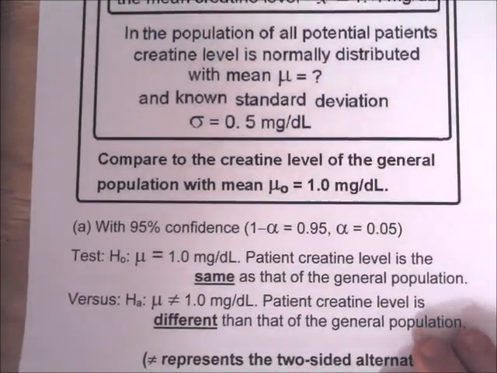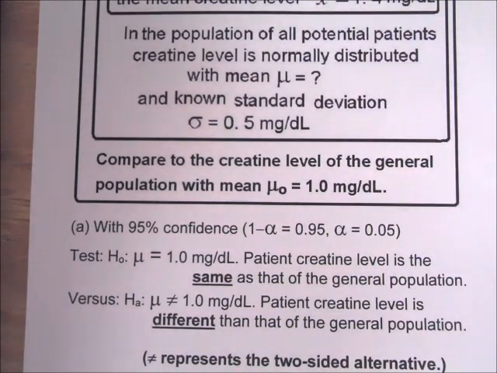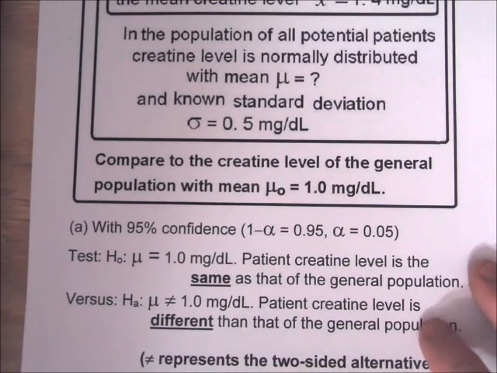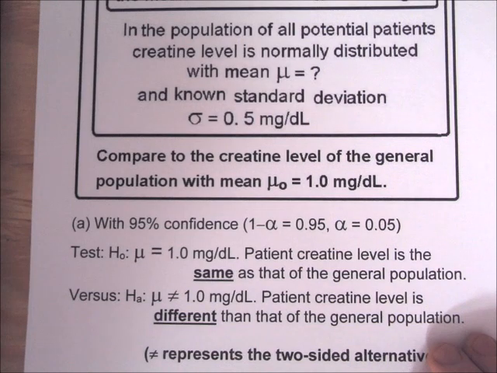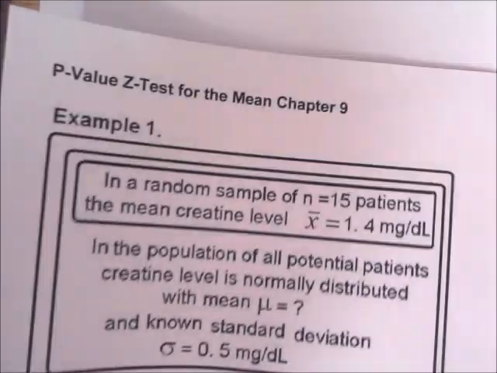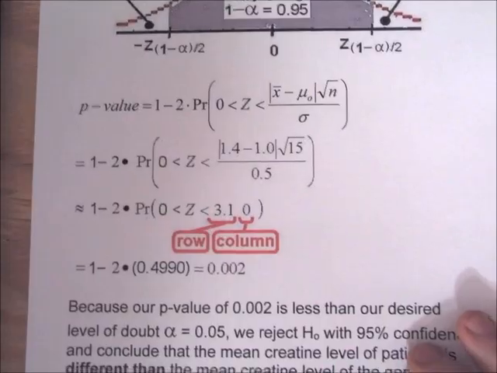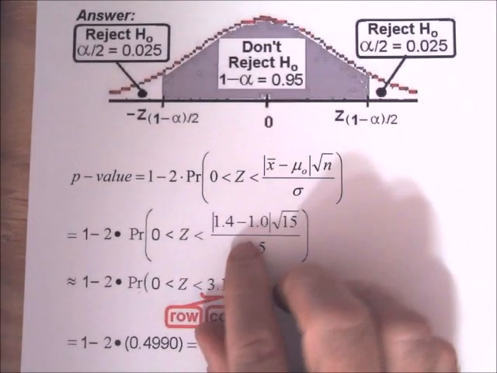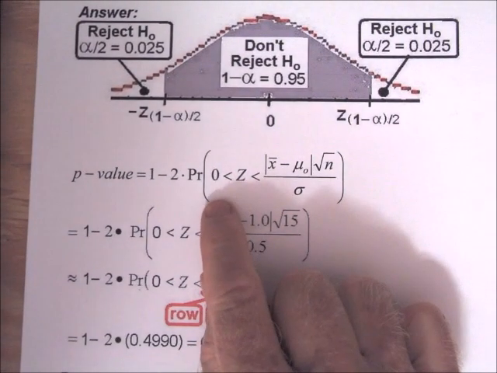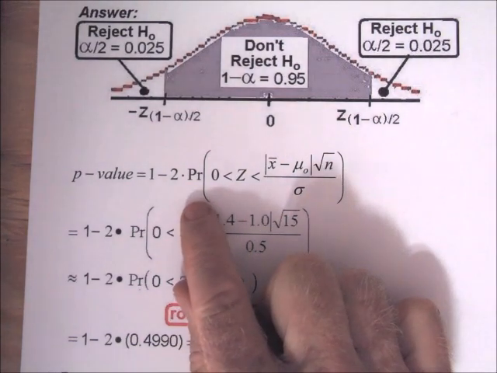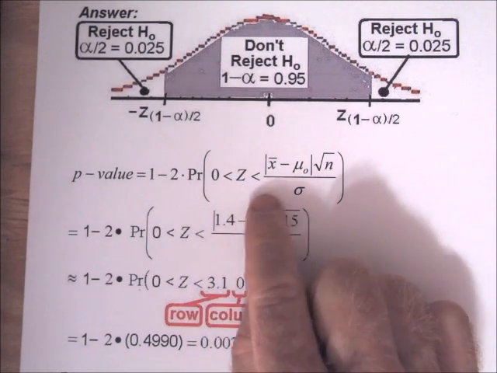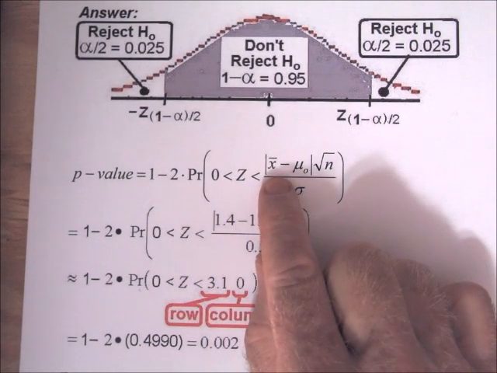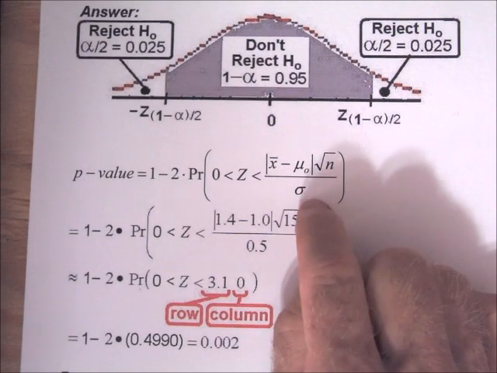Okay, so we tested these same hypotheses before using the critical value method, but we can also compute a p-value. So in this video, we're going to compute a p-value. The p-value is going to be 1 minus 2 times the probability that z is between 0 and the absolute value of x bar minus mu naught times square root of n over sigma.